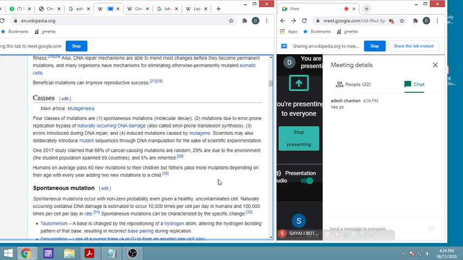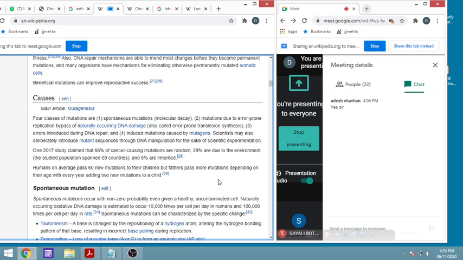So here these are important: if this fails, then error-prone replication bypasses the repair, and this results in a damaged one. Then there are errors introduced during DNA repair, as I told you, just like we get a fibrous tissue during tissue repair. Then induced mutations are caused by certain mutagens.